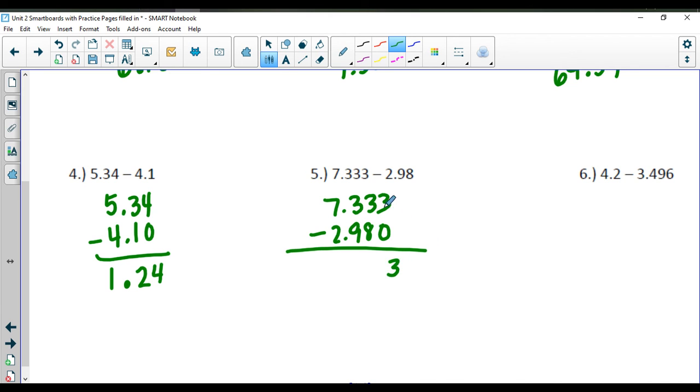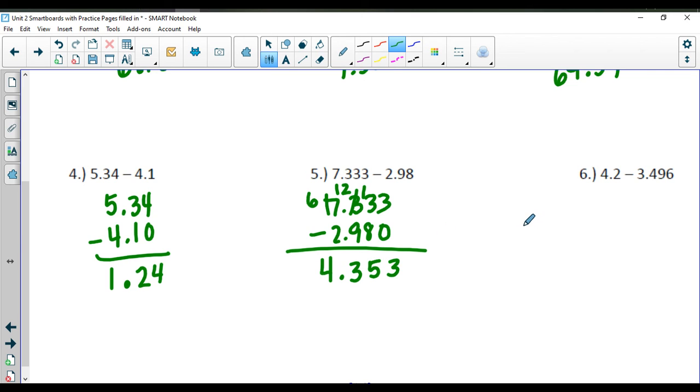3 minus 0 is 3. I can't do 3 minus 8, so I borrow. It becomes a 13. 13 minus 8 is 5. 2 minus 9 I can't do, so I borrow. That becomes a 12, which is 3, and 6 minus 2 is 4 then.